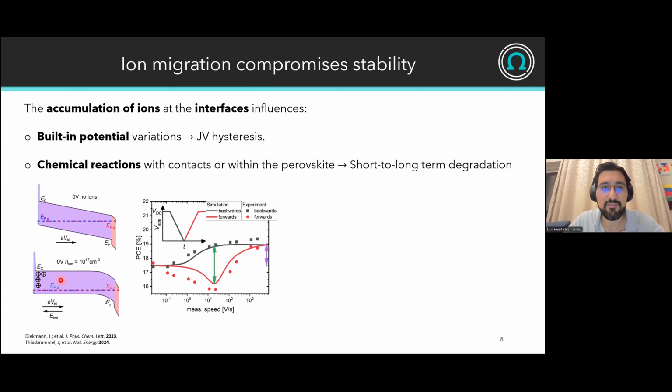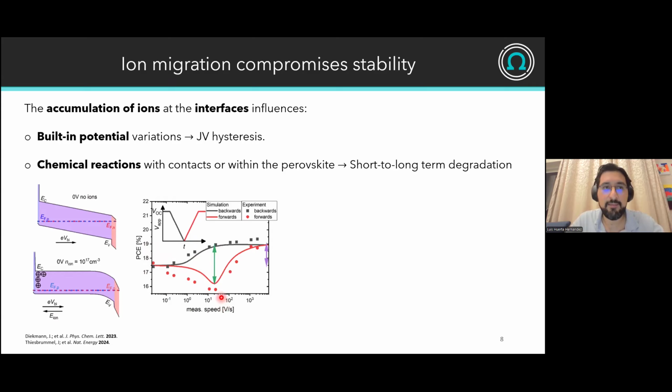built-in potential inside your semiconductor, which is going to affect how efficiently you extract charges out of the system. And this is probably the most popular example of this screening of the built-in potential: the hysteresis effect, right? So when you calculate the efficiency of your device through a JV scan, things like the scan direction or the scan speed matter a lot.